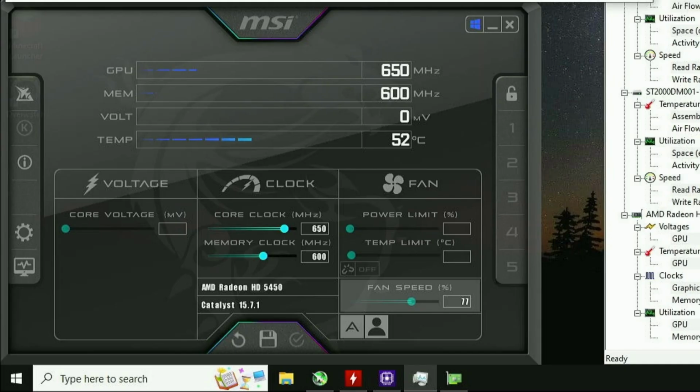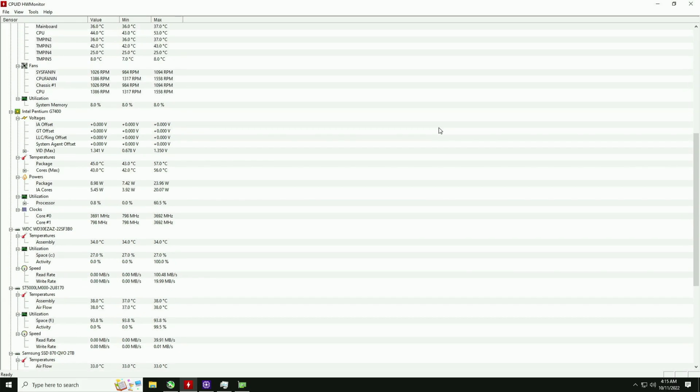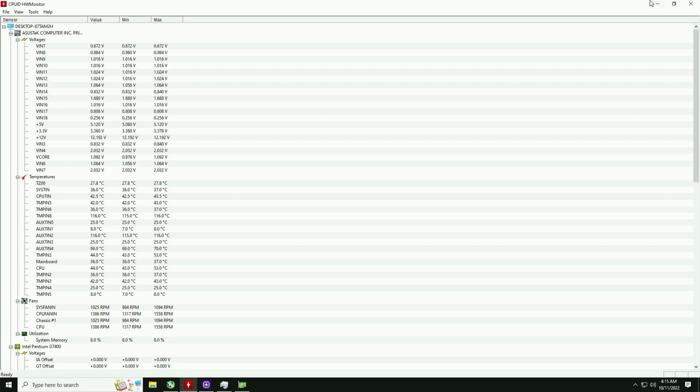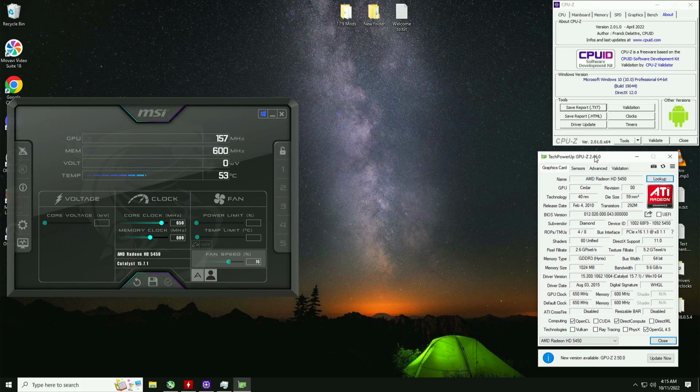The graphics card is not overclocked in MSI Afterburner, but we will be doing that later. And in hardware monitor, you can see everything that is in there, as well as in CPU-Z and GPU-Z. Without further ado, let's get into the game.